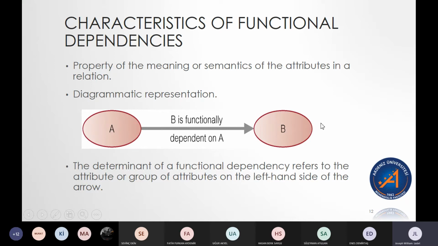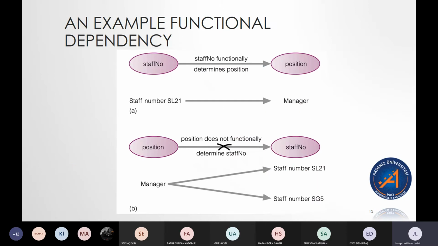All right. So some examples from our example set. Staff number determines position. If I know the staff number, I know the position. It does not work the other way around. If I know the position, such as manager, it could be any number of staff numbers. So if I know the position, I don't know which staff person I'm talking about.